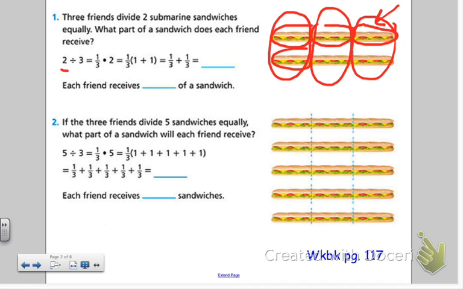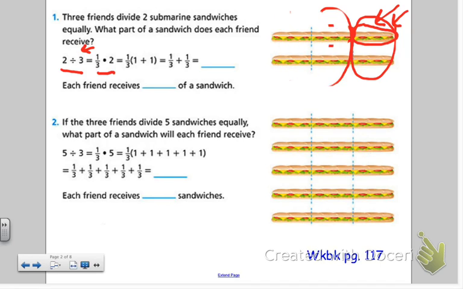Take a look at the division problem over here. Here's our 2 sandwiches divided by the 3 friends. 2 divided by 3. Take a look at that second number, the 3. Look what happens over here. It's the same as saying 1/3. So here's our 1/3 here, times 2.